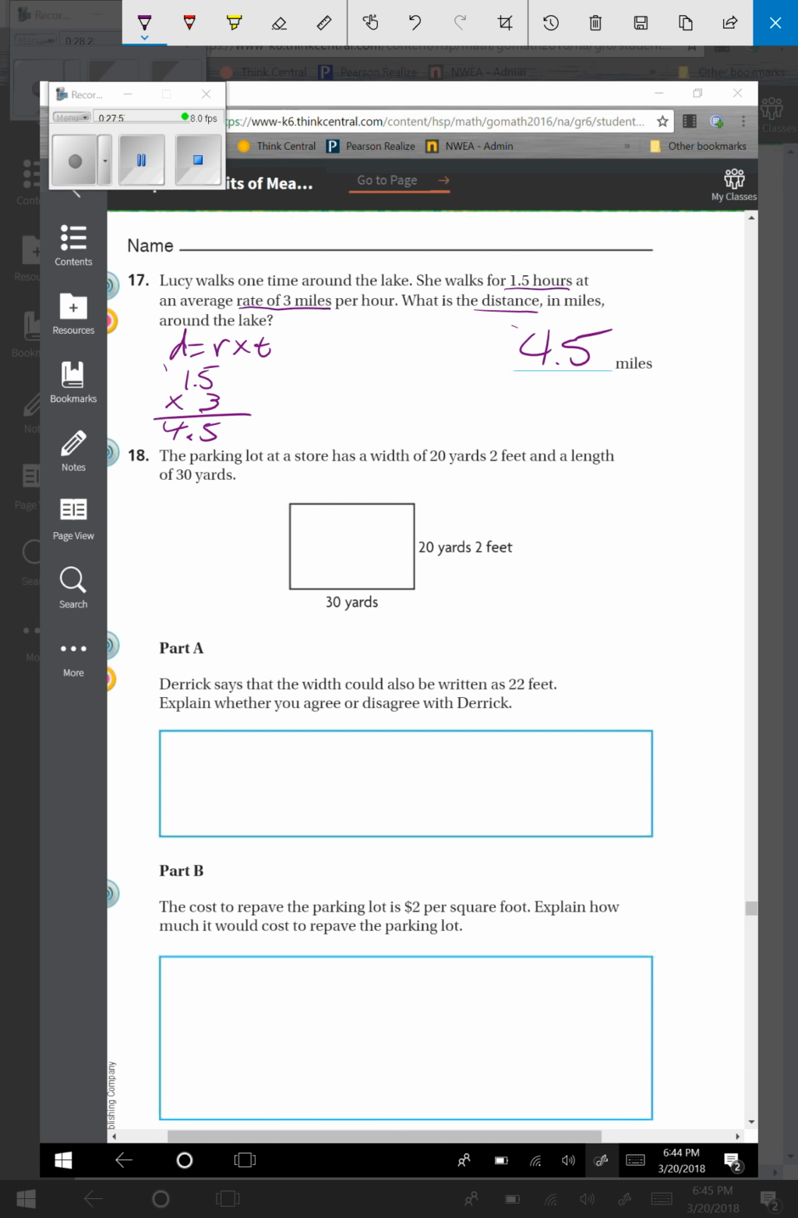The parking lot of the store has a width of 20 yards, 2 feet, and a length of 30 yards. Part A. Derek says that the width could also be written as 22 feet. Explain whether you agree or disagree. I disagree. The width is 20 yards plus 2 feet.